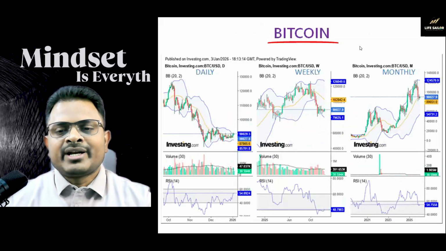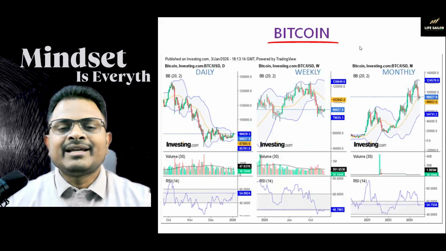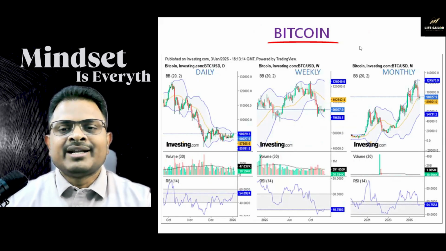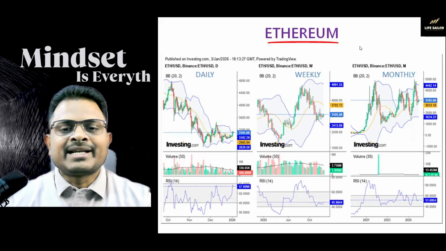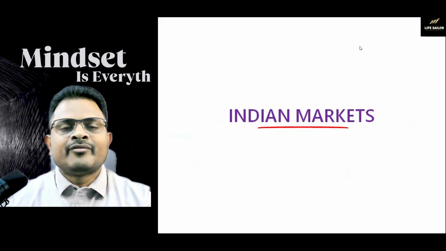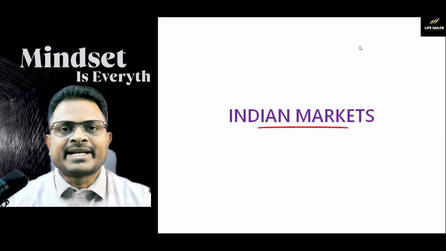Cryptocurrencies: Bitcoin, all three RSI between 40 and 60, so clearly a sideways market. The Bitcoin rally is over. Ethereum: all three RSI between 40 and 60, same as Bitcoin, also showing sideways movement. Under the helicopter view, we'll see our Indian market major indices.